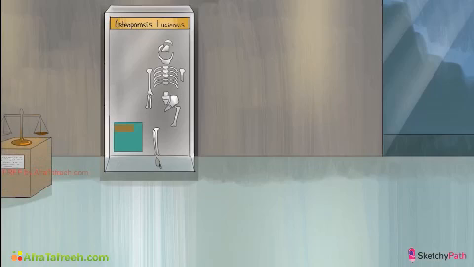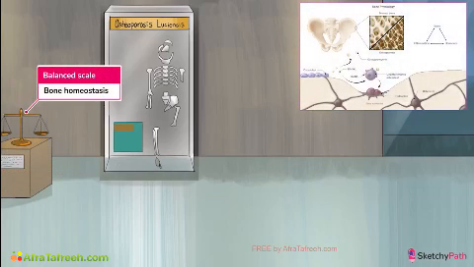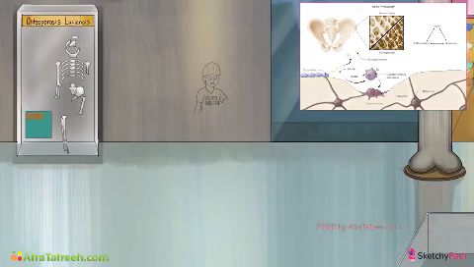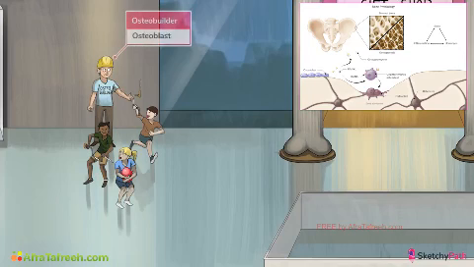Bone is a dynamic living tissue. As represented by this perfectly balanced scale, bone homeostasis is actually achieved through a balance of bone formation and bone resorption. And this is because of some really cool cellular players and molecular pathways we're going to tell you about. Let's meet the cellular players.